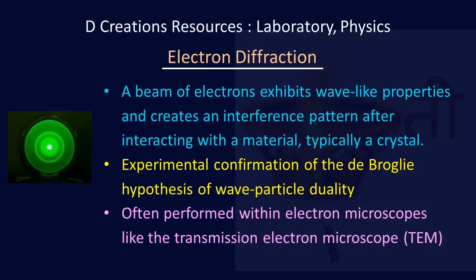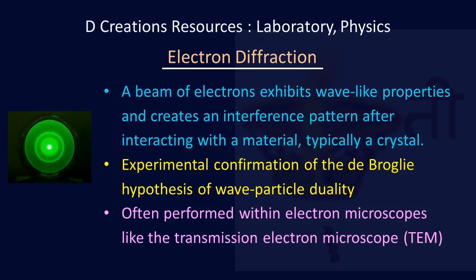Today let us talk about the concept of electron diffraction. We all know that an electron is a subatomic particle with charge 1.6 × 10^-19 coulomb and mass 9.1 × 10^-31 kg. So we always think of it as a particle. Now, in the case of electron diffraction, we are able to see its wave nature.